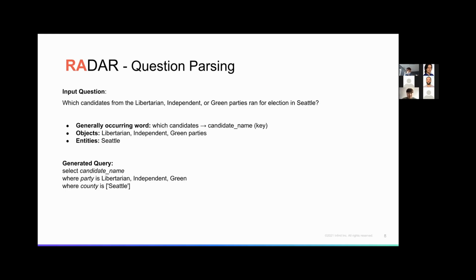So here's an example of how the question parser works. Given the question, "Which candidate from the Libertarian, Independent, or Green Party ran for the election in Seattle?", the generally occurring word will be "which candidate". This will be mapped to the keyword candidate name, which will be the key for the answer that we need to extract from the database. Then spaCy will extract objects like Libertarian, Independent, and Green parties. Lastly, the NER will extract the location Seattle. Then this information will be merged into a query shown in the bottom part of the slide, which is: select candidate name where party is Libertarian, Independent, Green, where county is Seattle.